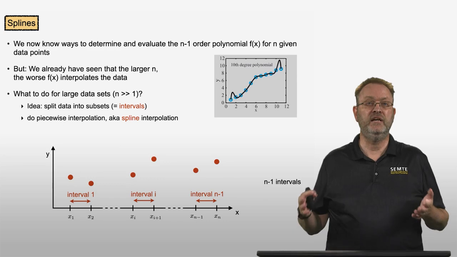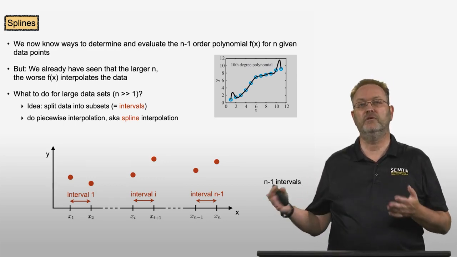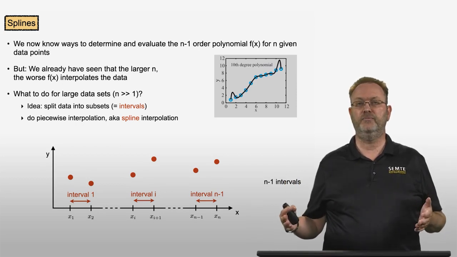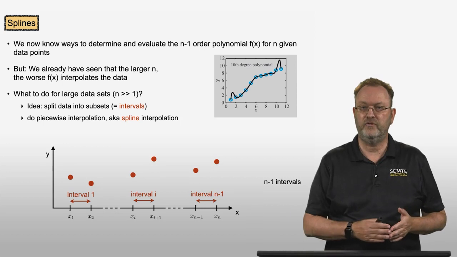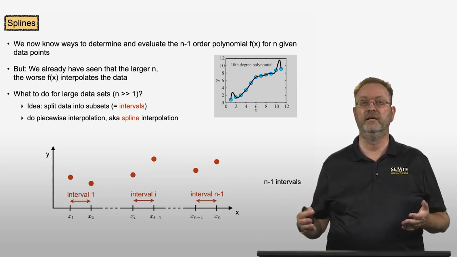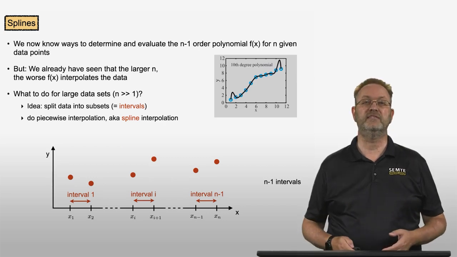Now, the idea is to do piecewise interpolation. That's also known as spline interpolation, meaning we don't want to find an interpolation polynomial that interpolates over the entire data range, but we want to find an interpolation polynomial that interpolates the data in each interval separately only.